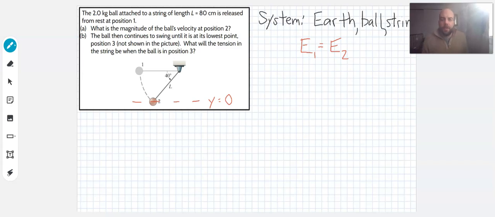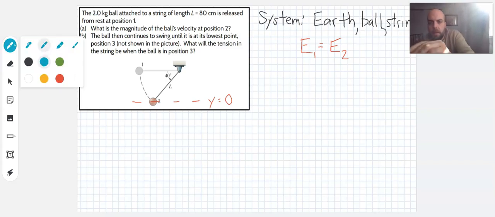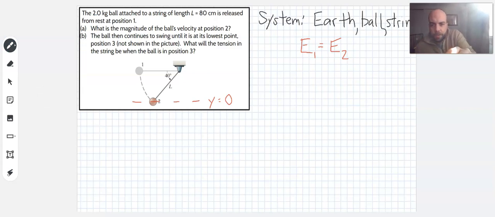All right. So we've got this problem about this 2 kilogram ball swinging on a string of length 80 centimeters. And just right now I'm going to assume that 80 is 2 sig figs. So what is the magnitude of the ball's velocity at position 2? Well, I've already set up this problem thinking about my system as the earth, the ball, and the string. Isolated system. Energy is conserved right here.